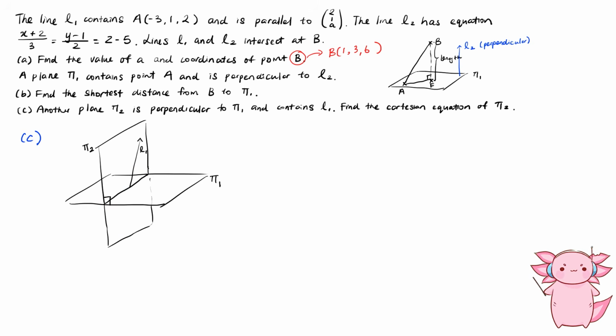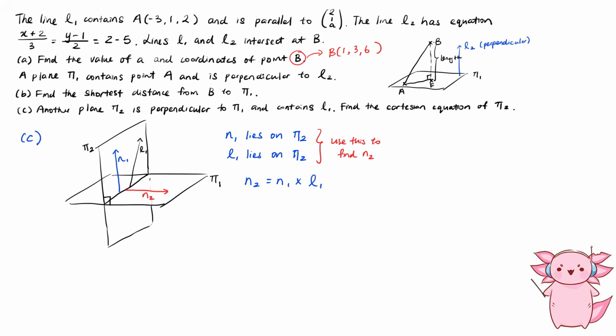The last part is really interesting. Since these two planes are perpendicular, the normal vector of plane 1 actually lies on plane 2. We also know that line 1 also lies on plane 2, and since we want to find the normal vector of plane 2, we can take the cross product of these two vectors, n1 and L1, which works out to be (3, -4, 1).